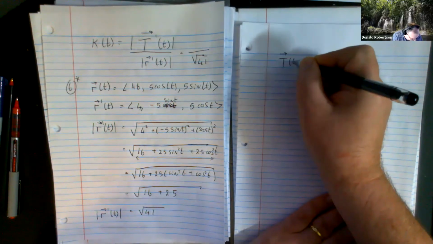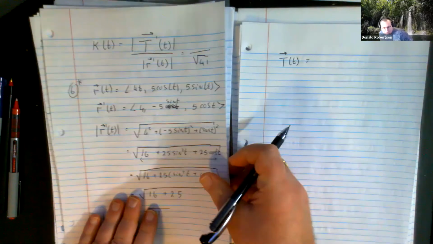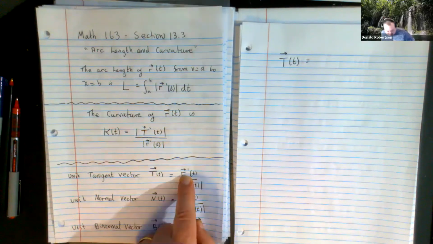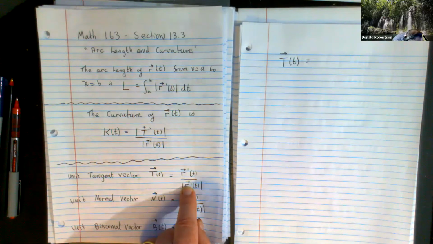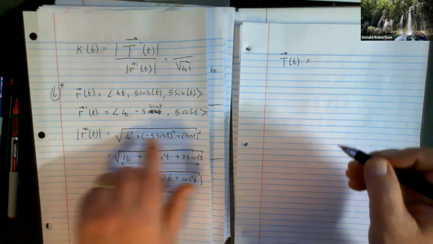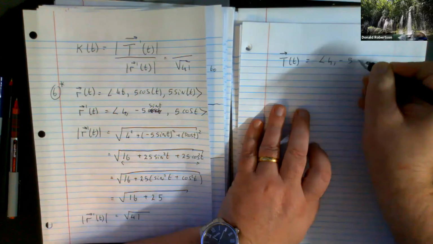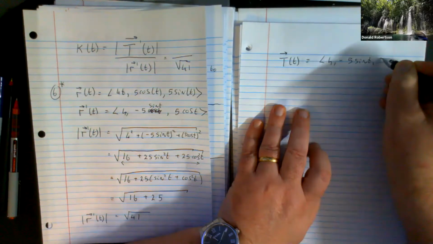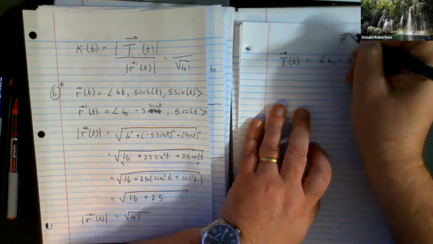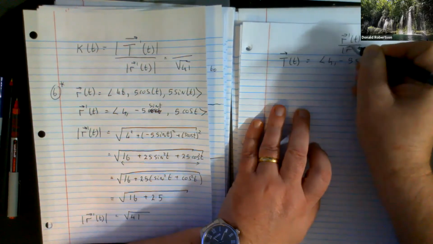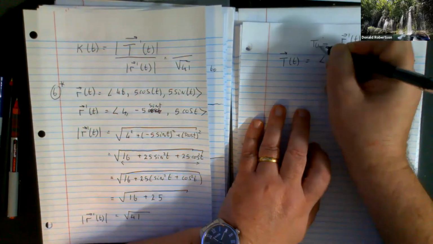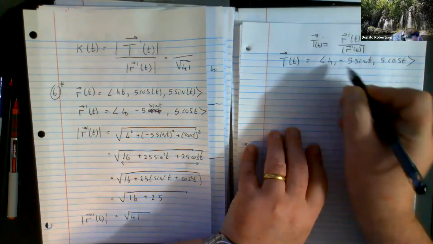Now I'm going to use some stuff I already have. If you look back at one of my formulas, can you see that the formula for the unit tangent vector is the derivative divided by its magnitude? So in this case, we already know the derivative. It's 4, -5 sine t, 5 cosine t. So that's basically r dashed of t on the top, and it's to be divided by the magnitude of that guy. That's the formula for getting the unit tangent. So it's going to get divided by square root of 41.